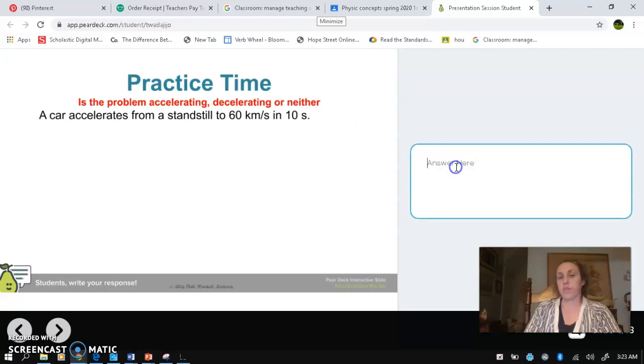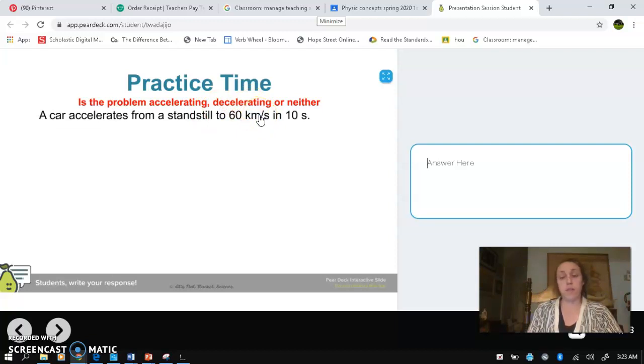So what you'll have on this one: a car accelerates from a standstill to 60 kilometers per hour in 10 seconds. The problem set is asking, is the car accelerating, decelerating, or neither? It says from a standstill, so I know standstill is 0 because it's stopped, and it's going to 60 kilometers per hour.